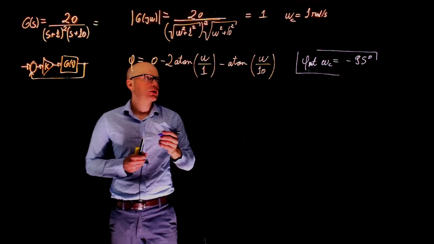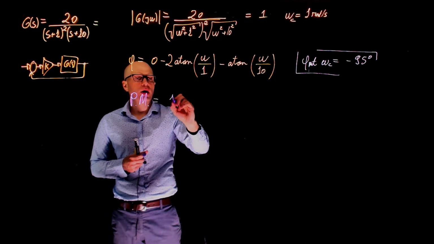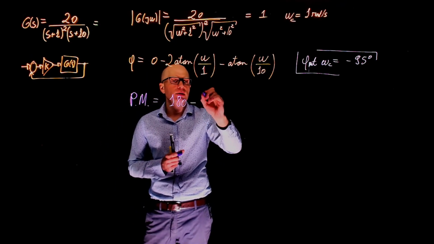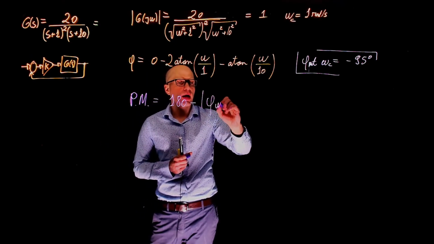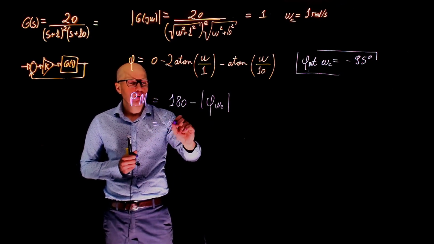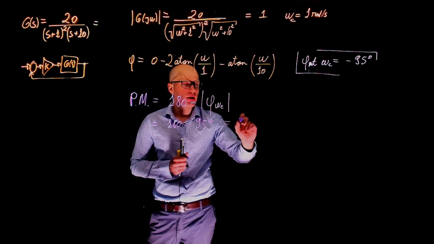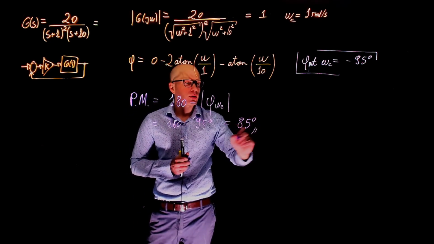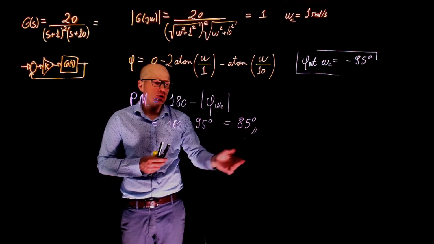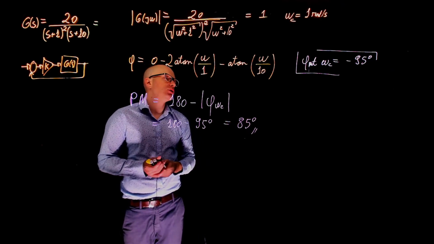Now we can evaluate the phase margin as simply how far we are from 180 degrees. That is 180 minus the phase of the transfer function at omega c, at the crossover frequency. And this is 180 minus 95, which is 85 degrees. This agrees with the observation we had on the Bode plot. By visual inspection, we concluded that it was around 90 degrees, and indeed it is. It's 85 degrees, close enough.